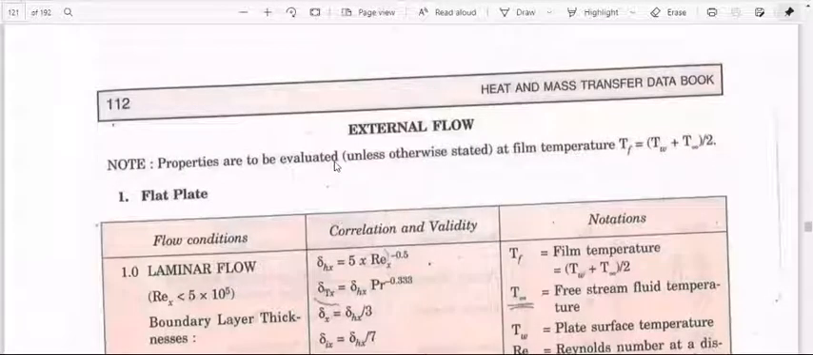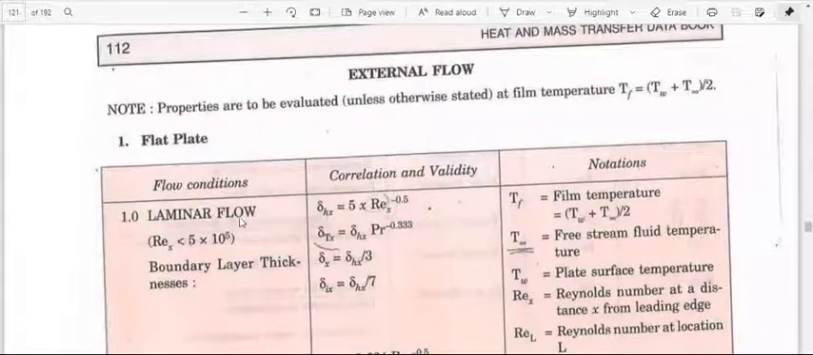Going to explain about forced convection, external flow, flat plates. It is laminar flow or turbulent flow.